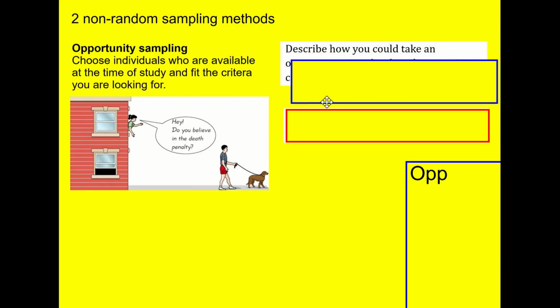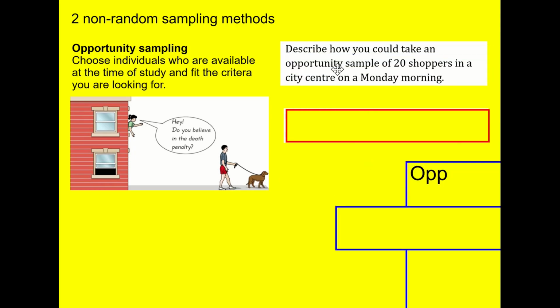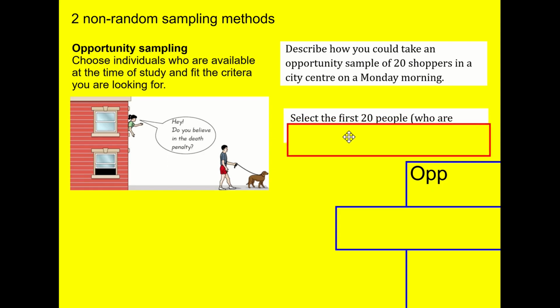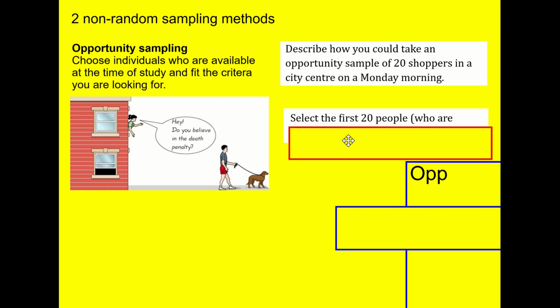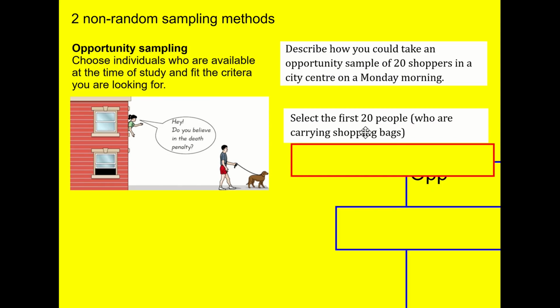Okay, so here's a little question for you. How could you make an opportunity sample of 20 shoppers in a city centre on a Monday morning? Well, this is what you could do. You could simply select the first 20 people and ask them. One thing is to fit some criteria, you might want to just ask the people who are carrying shopping bags, okay? Because although that won't guarantee they're shoppers, it will maybe avoid commuters, people going to work, for example. So do be aware of that. You might have some criteria in there as well.